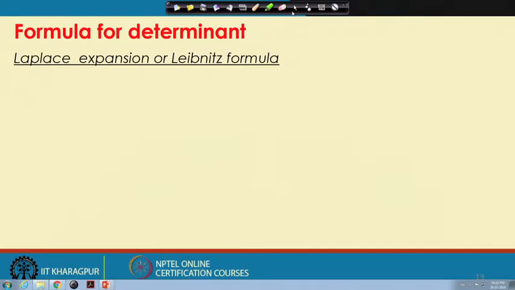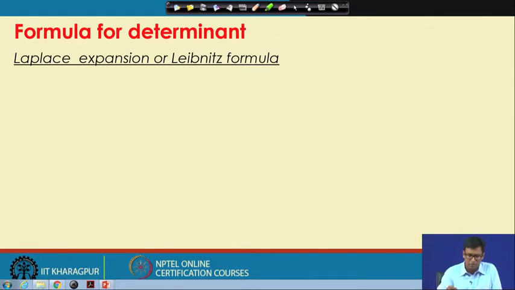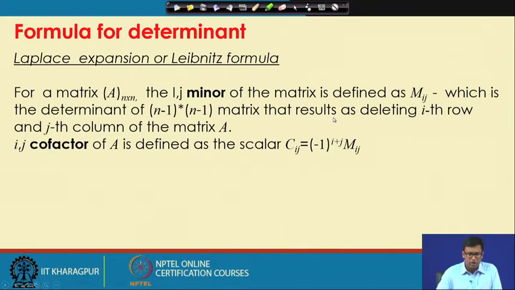The formula for the determinants is usually given as Laplace expansion or Leibnitz formula, given by both of the scientists independently at certain point of time, which says for a matrix A which has size n into n, and I said determinant is defined only for square matrices, the ij minor of the matrix is defined as given by the term mij, which is the determinant of the n minus 1 into n minus 1 matrix that results from deleting the ith row and jth column of the matrix.